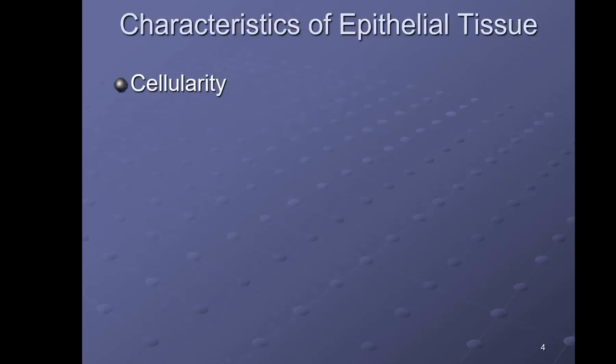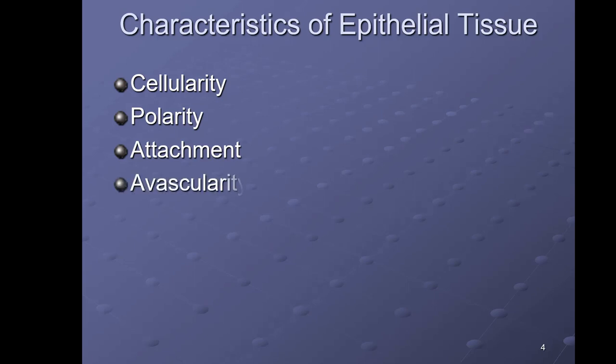So characteristics of epithelial tissues. Cellularity just means they have a lot of cells. Polarity means the cells are different on each side. They're not usually completely symmetrical. Like with epithelial tissues, one side is generally attached to something called the basement membrane, and then the other side is free, and you'll see that. So attachment, like I just said, they're attached to a surface commonly known as the basement membrane. They're avascular, meaning epithelial tissue does not have a blood supply.